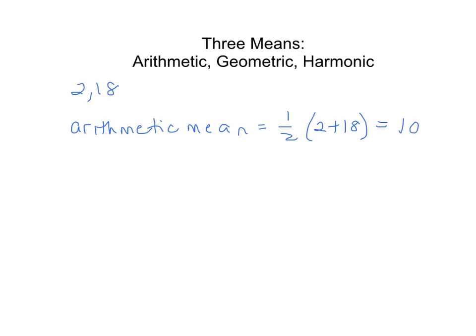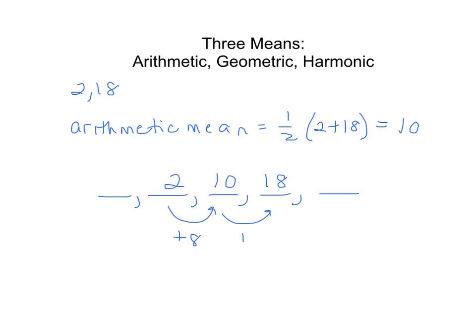And the arithmetic mean you can actually visualize using a sequence of numbers. If we put 2 and 18 into two places, and we want this sequence of numbers to always add by the same amount each time as we move along, the number we'd want in between is 10, because that way we add 8 each time to move from spot to spot.